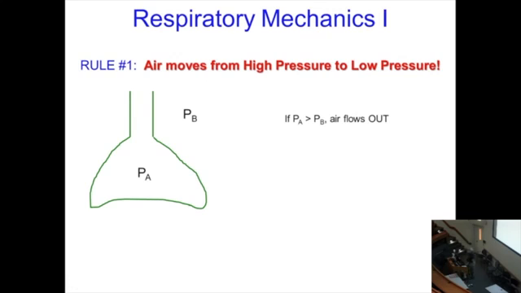Okay, well, so because of rule number 1, if alveolar pressure is greater than barometric pressure, air will flow out of the lungs. If barometric pressure is greater than alveolar pressure, air will flow into the lungs. Okay, so what we need to do in order to move air into the lungs is to create a pressure gradient. Okay, and so we need to somehow change either alveolar pressure or barometric pressure.